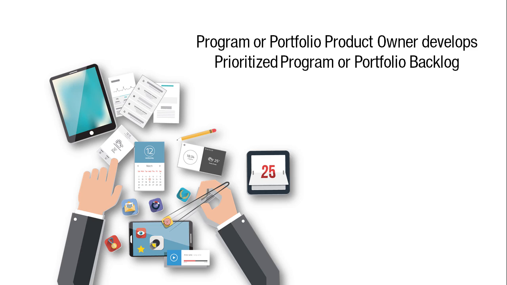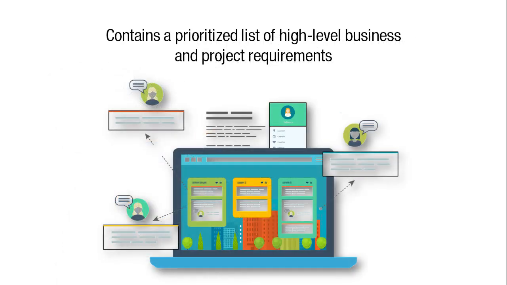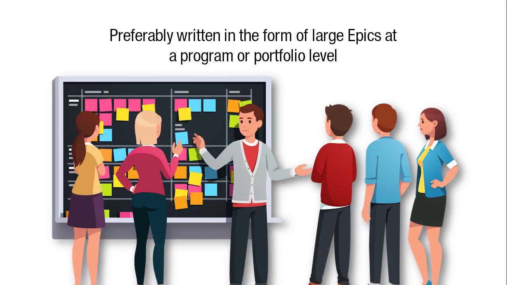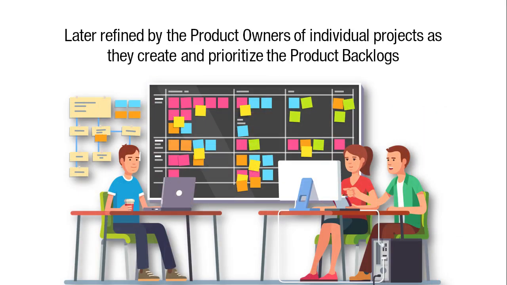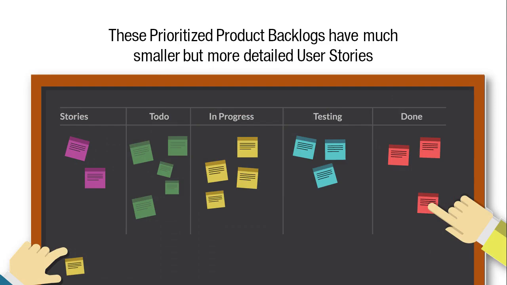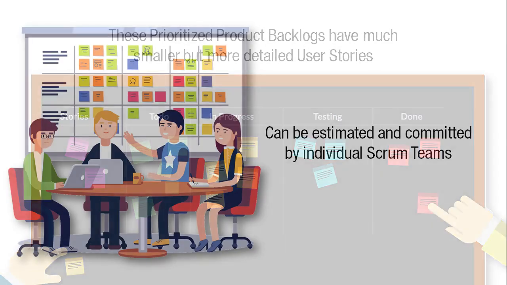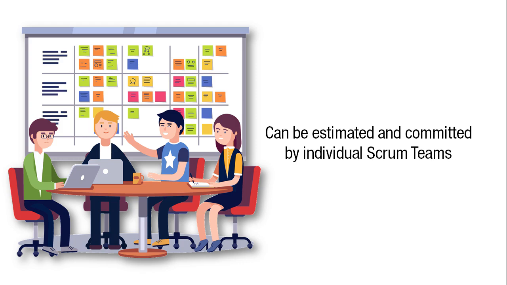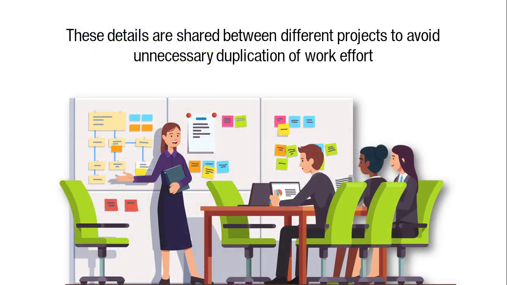The program or portfolio product owner develops the prioritized program or portfolio backlog, which contains a prioritized list of high-level business and project requirements, preferably written in the form of large epics at a program or portfolio level. These are later refined by the product owners of individual products as they create and prioritize the product backlogs for their own projects. These prioritized product backlogs have much smaller but more detailed user stories that can be estimated and committed by individual Scrum teams. These details are shared between different projects to avoid unnecessary duplication of work effort.